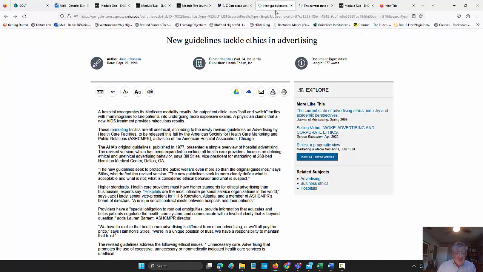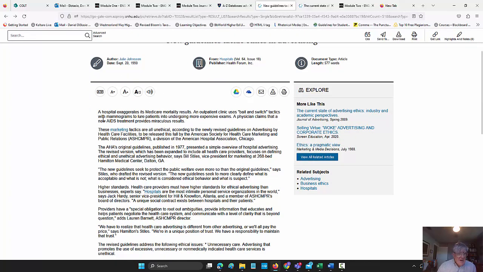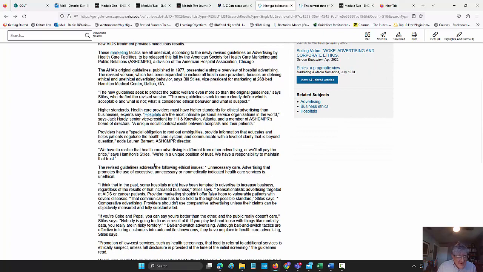Another piece that I found was this one, new guidelines tackle ethics in advertising. And this states a hospital exaggerates its medical mortality, it's giving examples, and then it is saying these marketing tactics are all unethical according to newly revised guidelines on advertising. And it goes on to talk about how revised guidelines need to follow the following. This is pointing out different examples that are ethical and non-ethical.